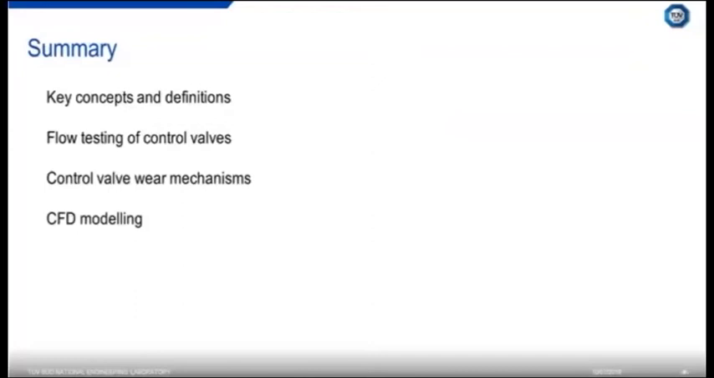We then talked about flow testing, so how you actually set up a valve for a flow test, how you determine CV and FL numbers. And then we talked about some of the different wear mechanisms that can cause damage in control valves, and we finished on CFD modelling and how that can be used as a predictive tool for things like valve life in the field.